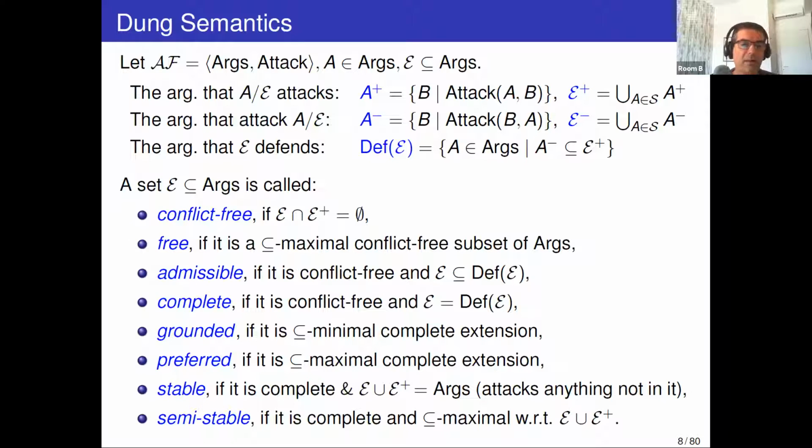So in particular, a complete extension is both conflict-free and admissible. A grounded extension is a minimal complete extension, again with respect to the subset relation. A preferred extension is a maximal complete extension with respect to the subset relation. Stable extensions are extensions whose range is maximal. Range is exactly this expression: it's the extension union the arguments that it attacks. So a stable extension, in fact, attacks anything not in the set. And a semi-stable extension is a complete extension whose range is maximal, again with respect to the subset relation.